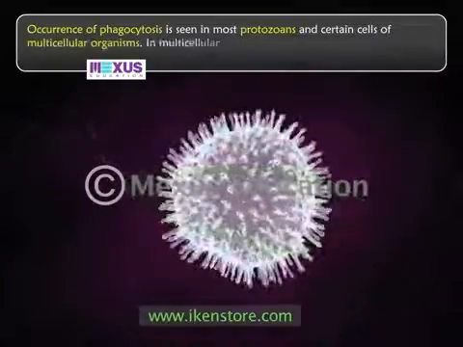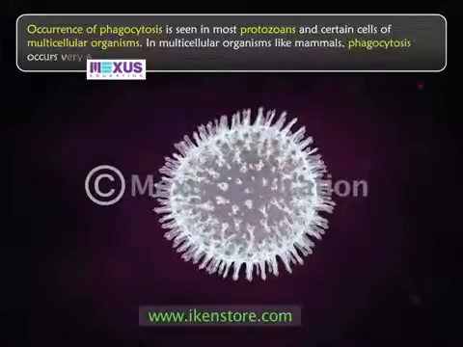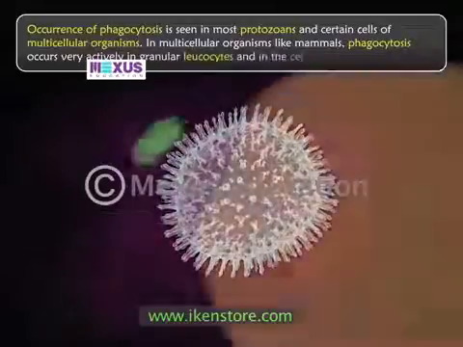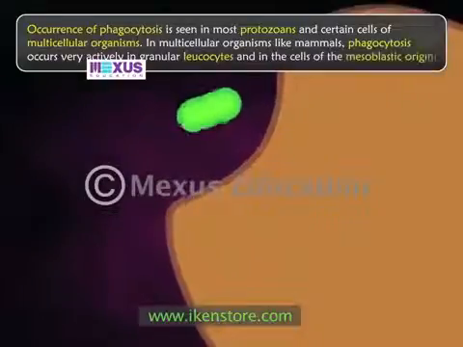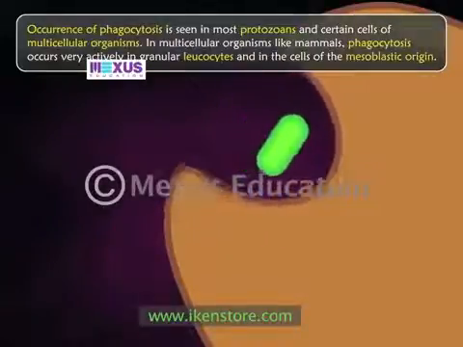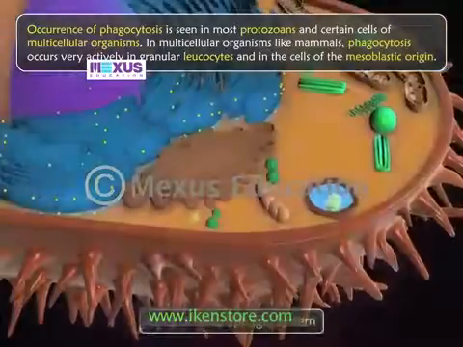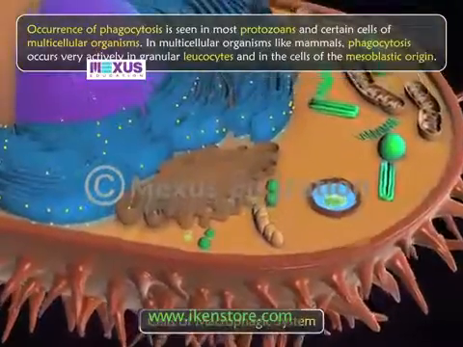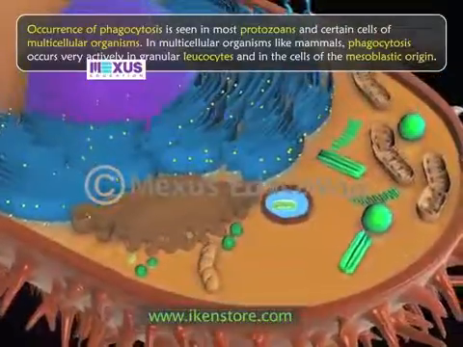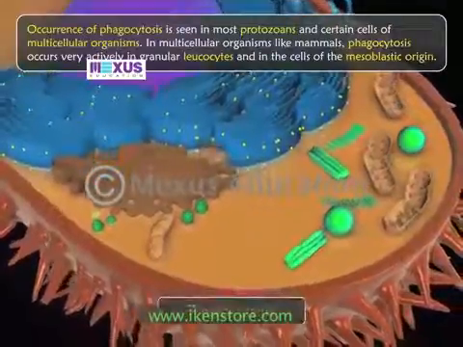In multicellular organisms like mammals, phagocytosis occurs very actively in granular leukocytes and in the cells of mesoblastic origin, collectively known as the cells of the macrophagic or reticuloendothelial system. The cells of the macrophagic system can ingest bacteria, protozoa, cell debris, or even colloidal particles by the process of phagocytosis.